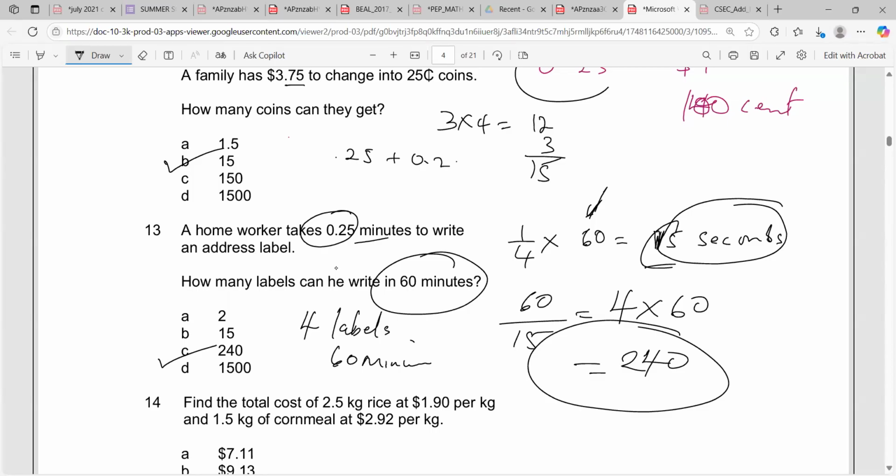Or we could look at it in the decimal form. You would need 0.25 four times to make 1. So you do 4 of them in 1 minute. And if you have 60 minutes, you're going to do 60 times 4, which is 240.